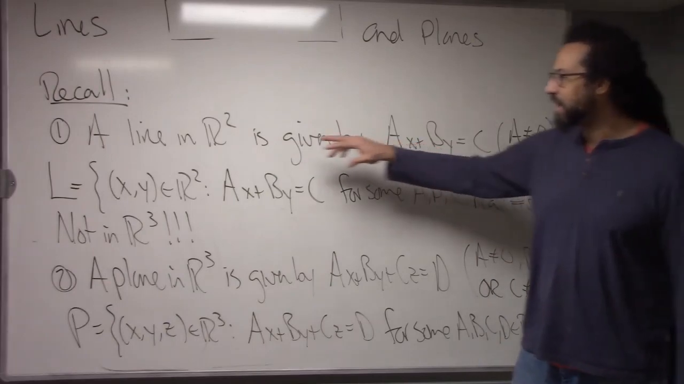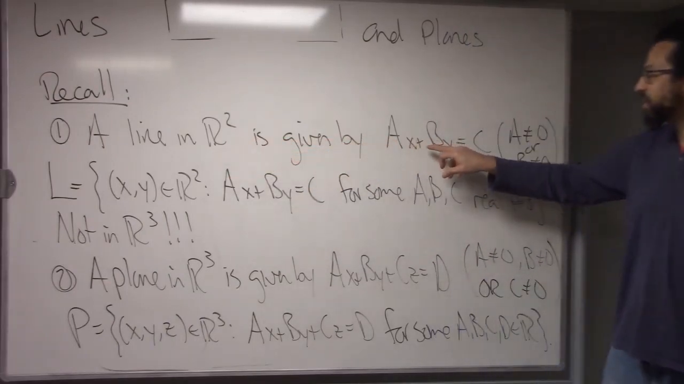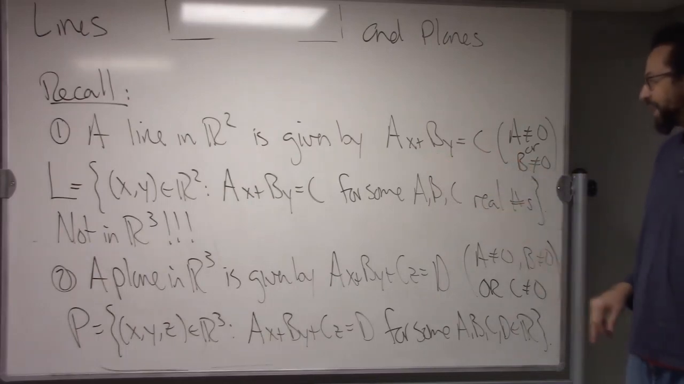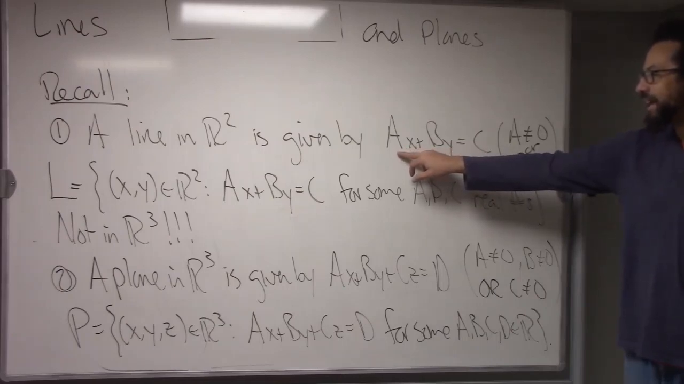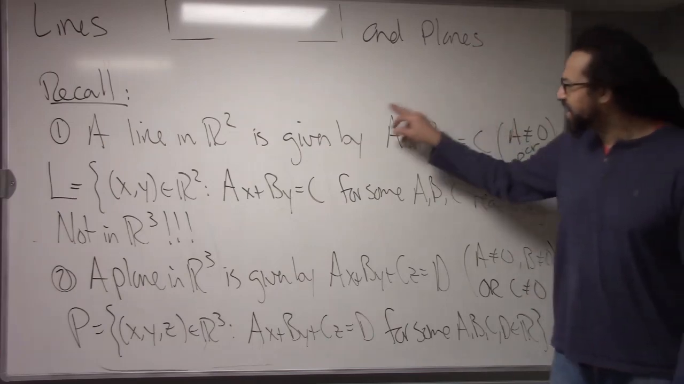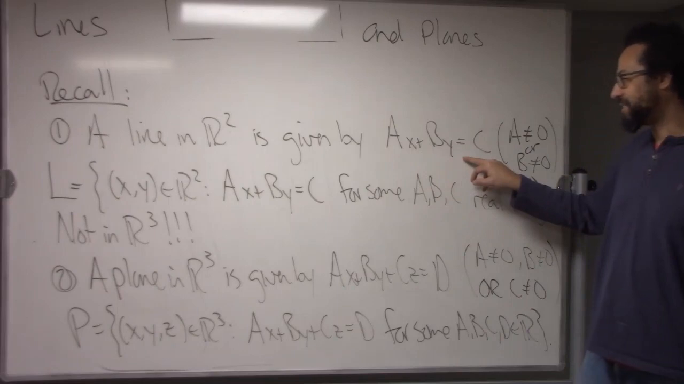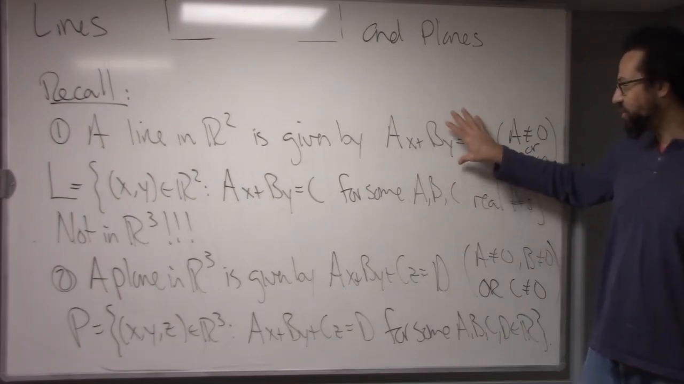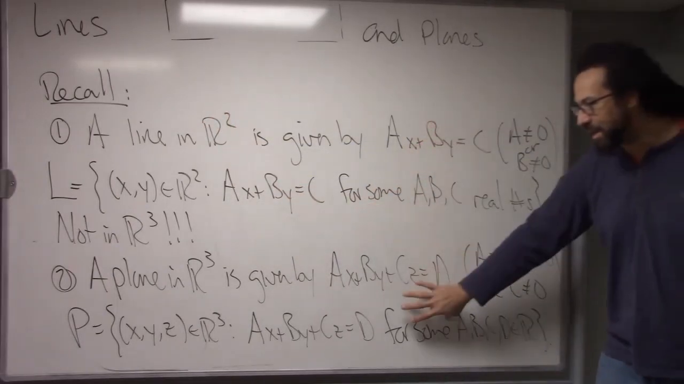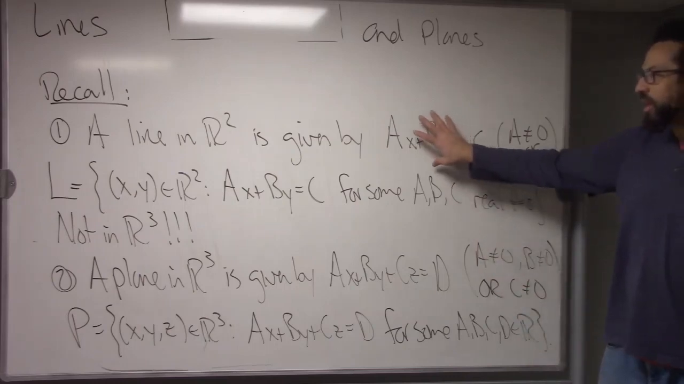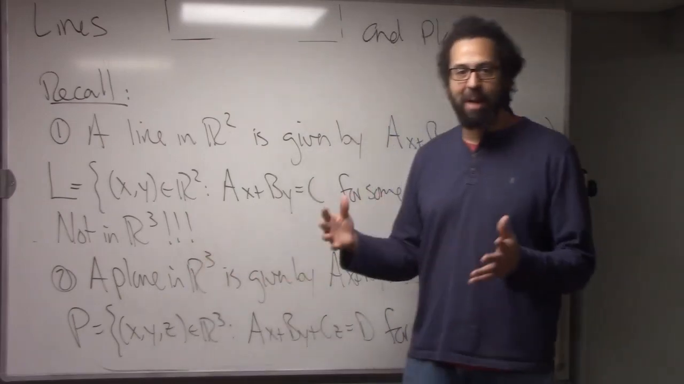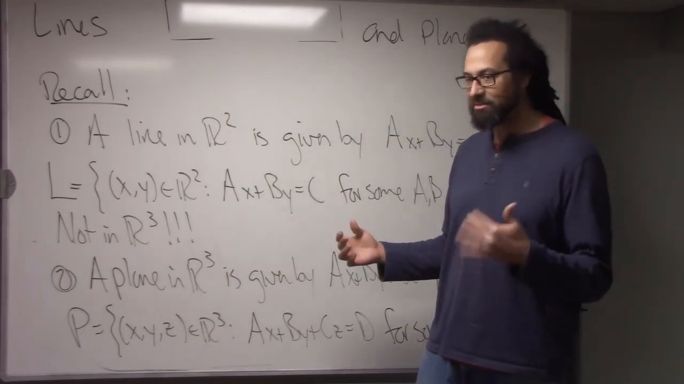So remember that a line in R2 is given by the equation ax plus by is equal to c. This is the standard form of a line, and we require that either a is not equal to 0 or b is not equal to 0. Just this thing by itself without any other context is kind of ambiguous. This equation means a line in R2, but this equation means a plane in R3. So we want to be a little more precise about a line in R2. Let's use proper set notation and describe this thing very carefully.